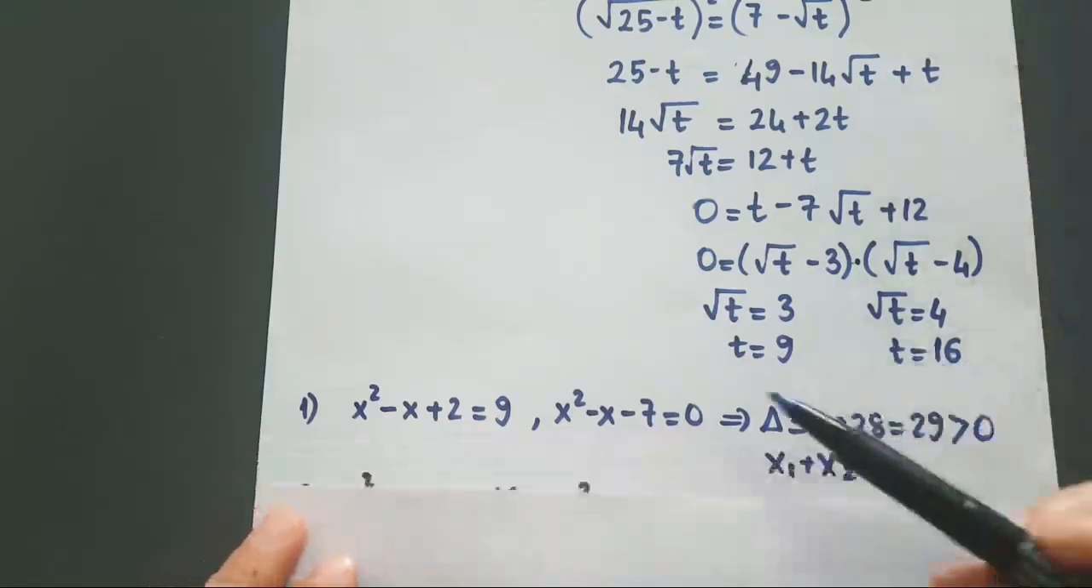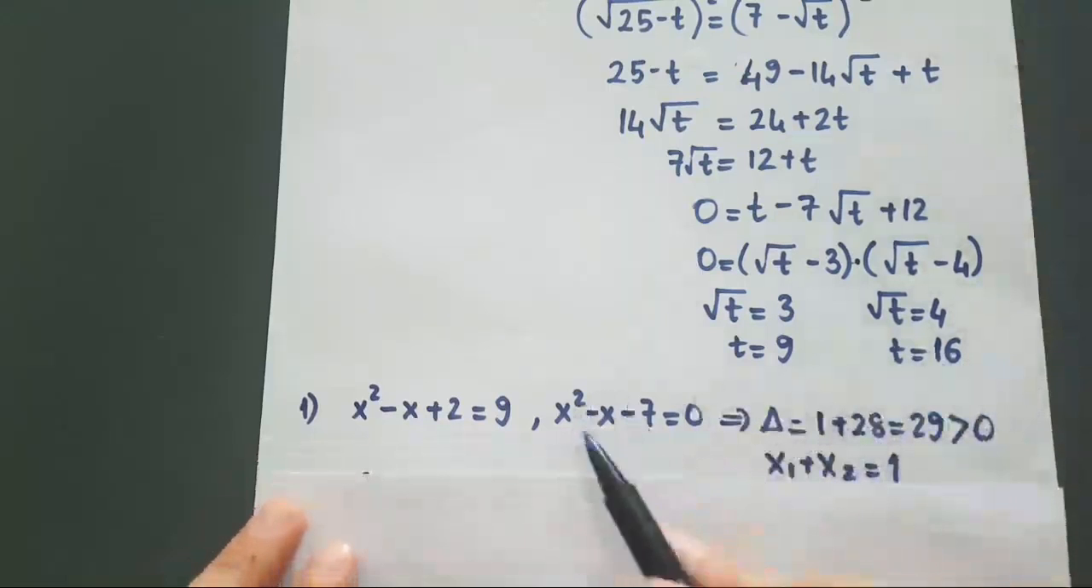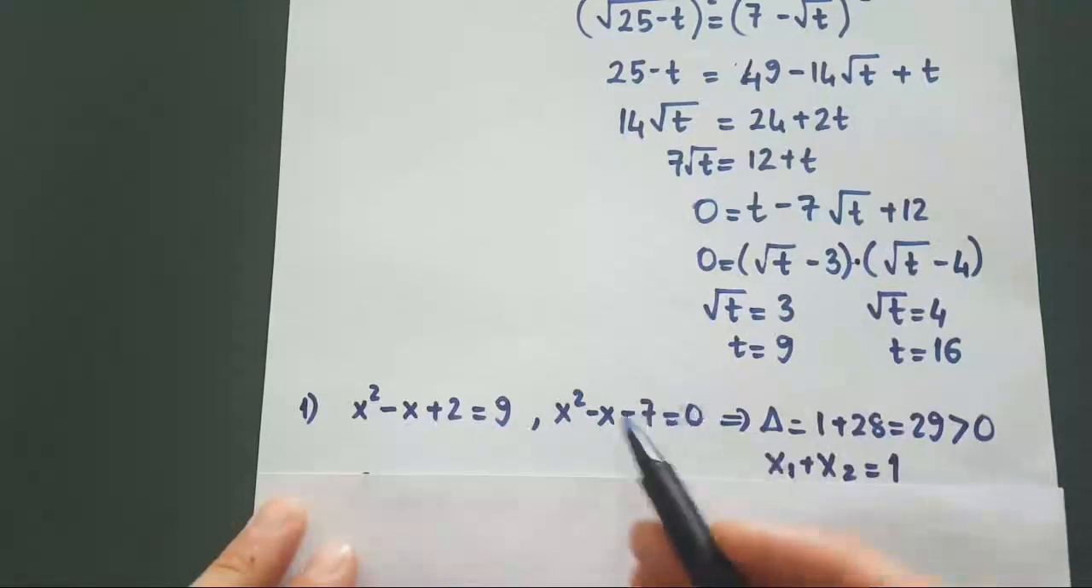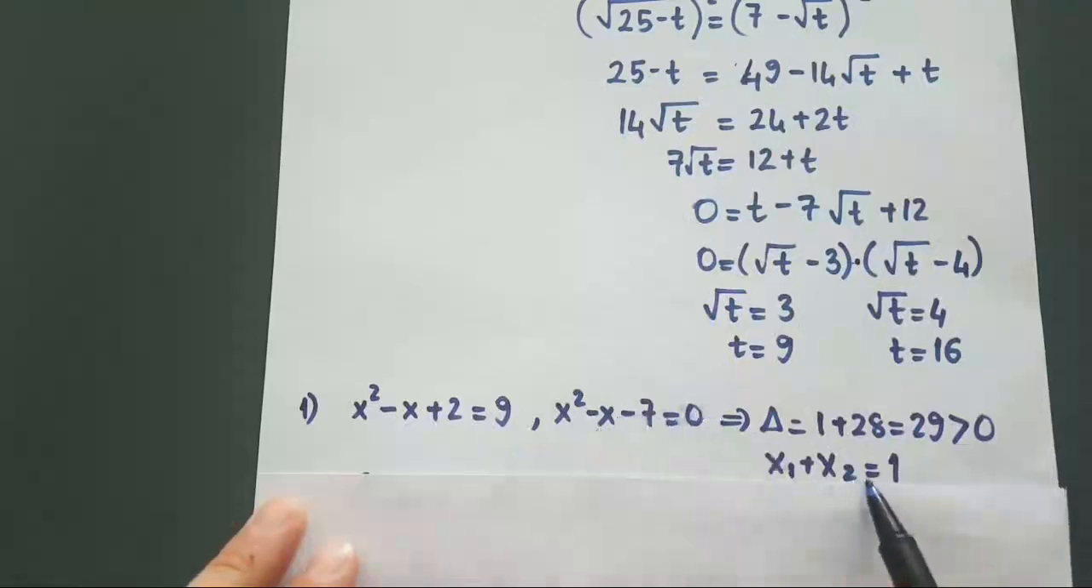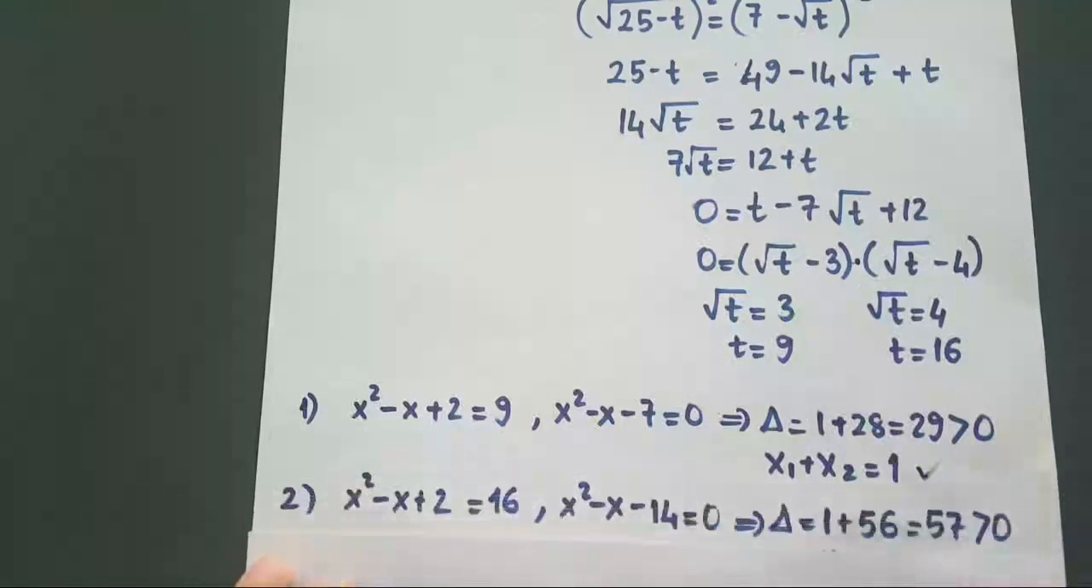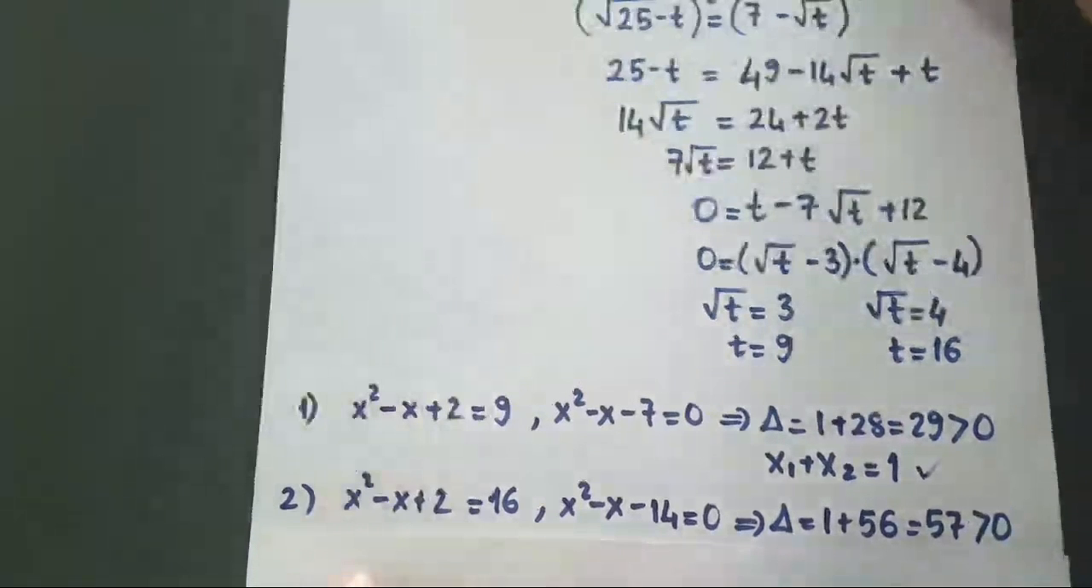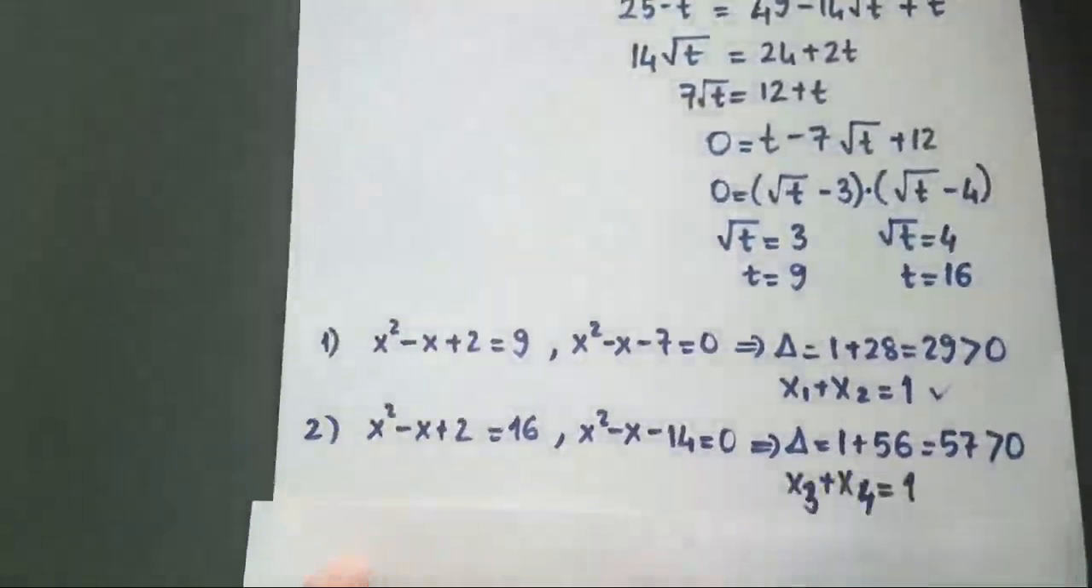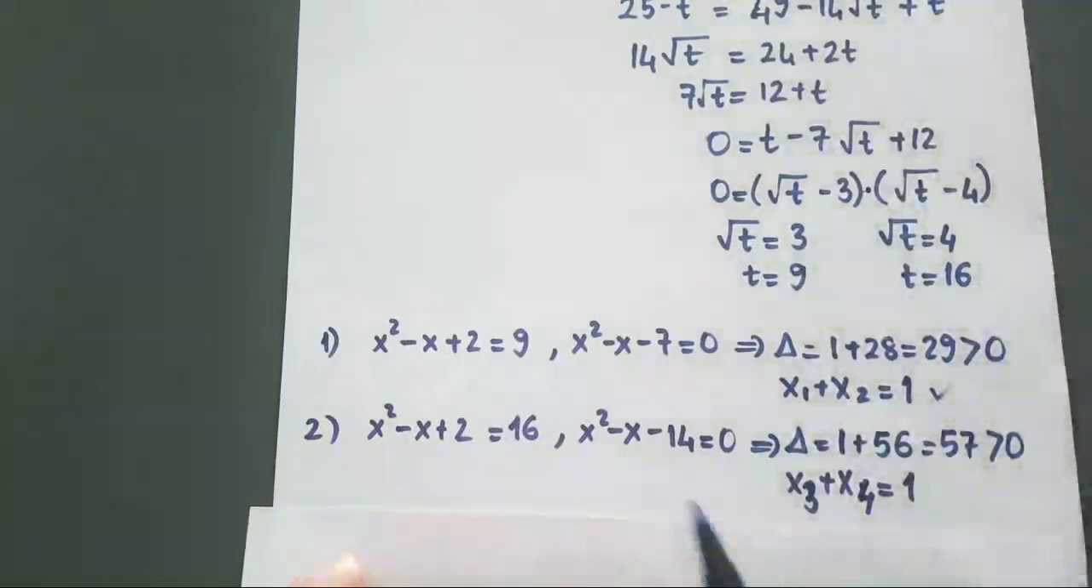So you do not have to solve it. Just tell me the sum of the roots by the theorem. Minus b over a, isn't it 1? Yes, it is. And then for the second t, if t is 16, x squared minus x plus t is 16, x squared minus x minus 14 is 0, delta is greater than 0, so the sum of the roots, x3 plus x4, will be minus b over a, which is 1.